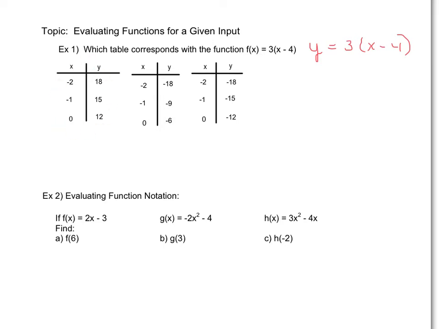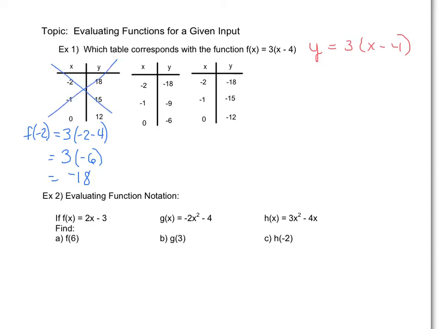So in order to match up a table and a function, all I'm going to do is ask myself, if I plugged these x values in to my given function, would I get these y values back? Well, plugging -2 into my function, the way it's written is f of -2 equals 3 times -2 minus 4. Remember, I only distribute if I can't do what's in the parentheses, and I can do -2 minus 4. It gives me -6. So I will have 3 times -6 is -18. So notice that this did not work. So I'm not going to choose that table.